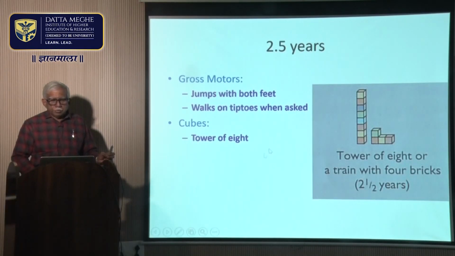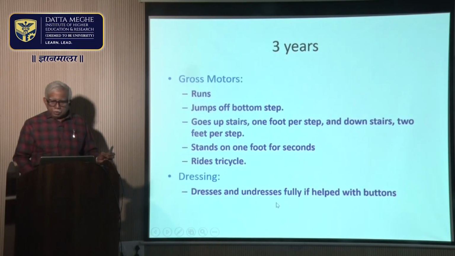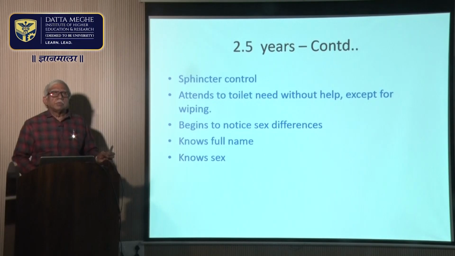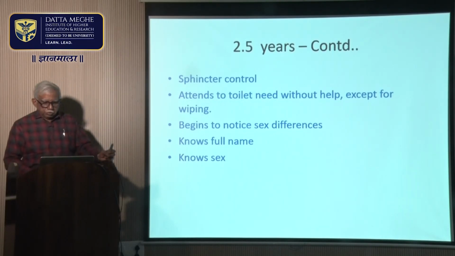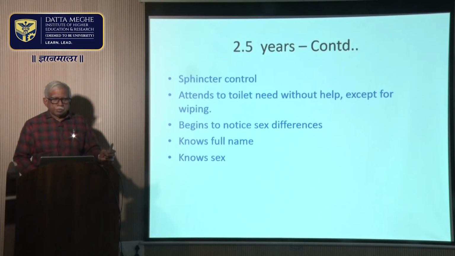At 2.5 years, he jumps with both feet, walks on tiptoes when asked, and a tower of 8 cubes is produced. Sphincter control is getting developed at this age, but not completely. Sometimes he passes urine in the nappies itself, attends toilet without any help except for wiping, begins to notice sex difference, male versus female. That difference is attained by 2.5 to 3 years of age.